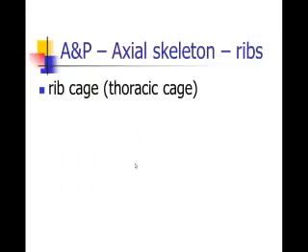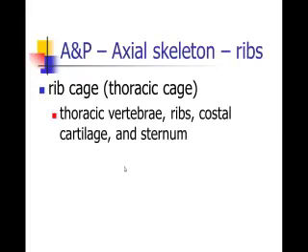So the ribs. There are going to be 3 different kinds of ribs. In total there should be 12 pairs of ribs, or 24. Superiorly we're going to have the true ribs, okay, and then we're going to have false ribs and floating ribs.